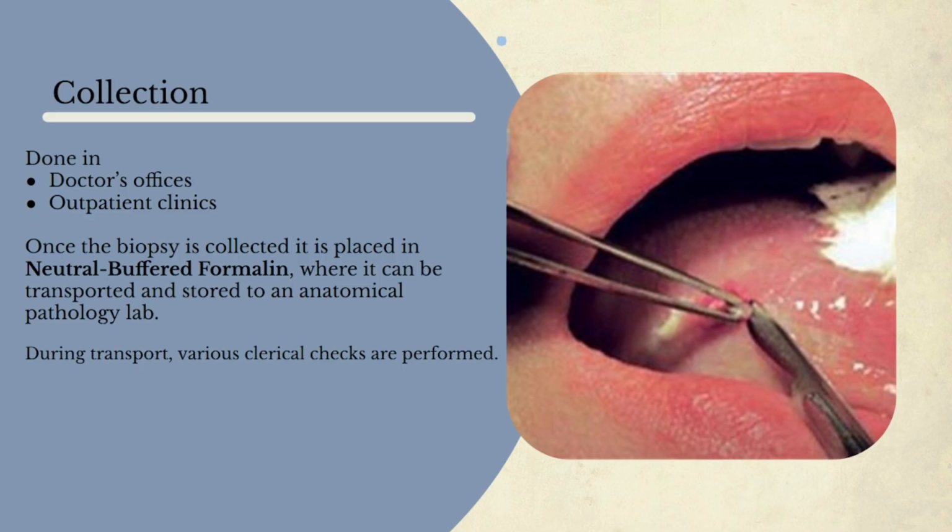Once the biopsy is collected, it is placed in a neutral buffered formalin solution where it can be transported and stored to an anatomical pathology lab. Different fixatives, or even no fixatives at all, may be used if other specialty testing is ordered. It's worth noting that during this entire process, various clerical checks are performed, where we make sure to match Darryl's identity with any and all markers on the specimen and its container, like the Unique Lifetime Identifier, or the ULI, or the PMRN, along with others.